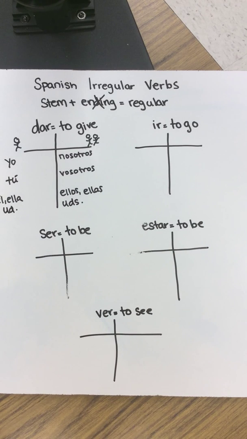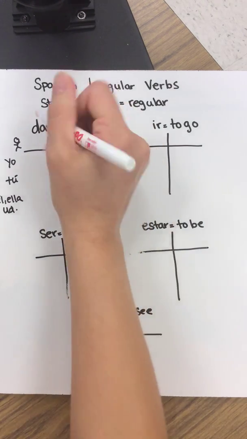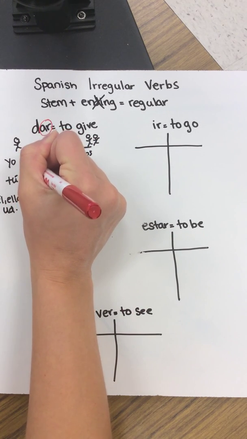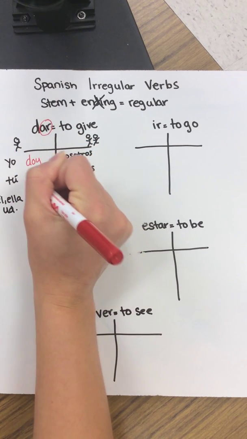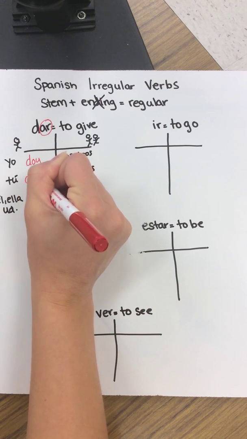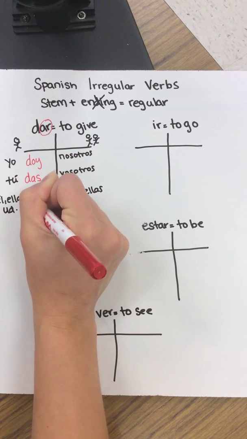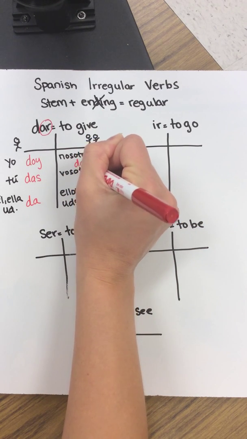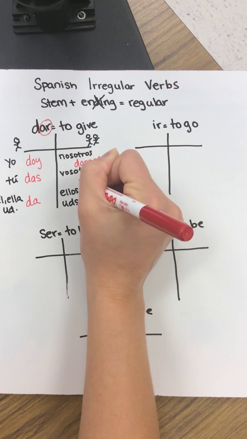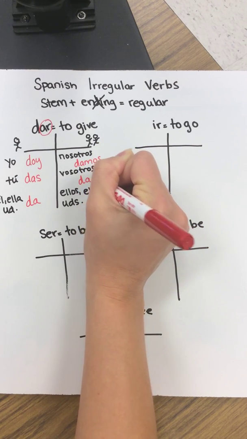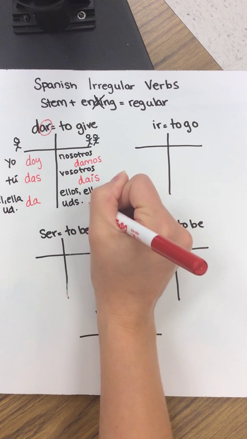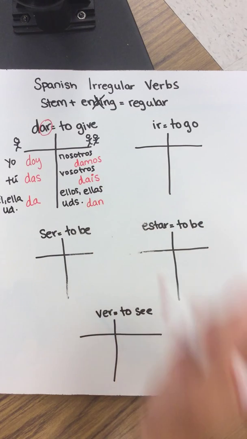Now, dar is technically an AR verb, and it'll have an irregular yo form, but then it will be conjugated like an AR verb. So yo, doy, tú, das, él, ella, and usted, da, nosotros, damos, vosotros, dais. You'll notice there's no accent marks on that vosotros form. Ellos, ellas, ustedes, dan.